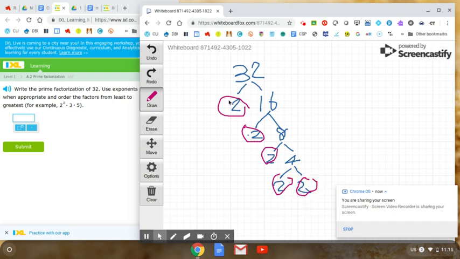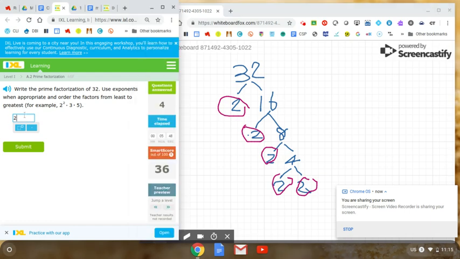So how many 2s do we have? 1, 2, 3, 4, 5. So we can say this is 2 to the 5th power. So 5 of them, right?